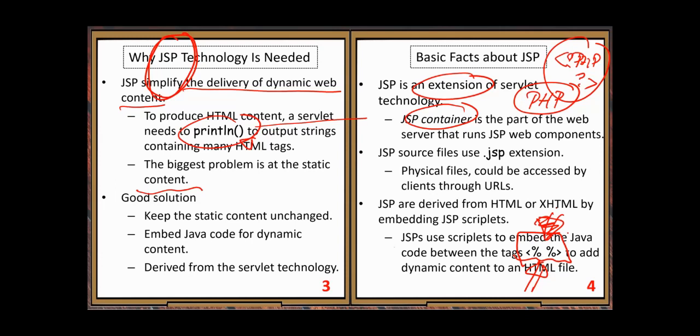We don't need to know the detail of how to do the translation. We just want to know what the result is. When we run the JSP, what is the result? That's what we want to know. All right, so those are some basic points for JSP.